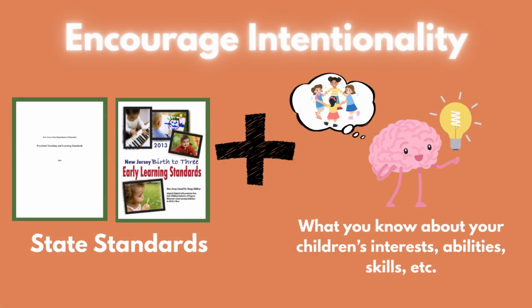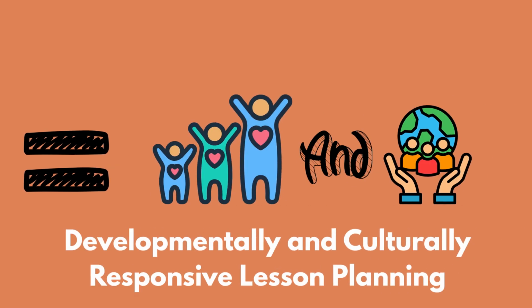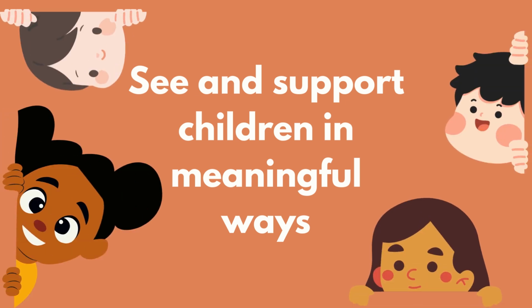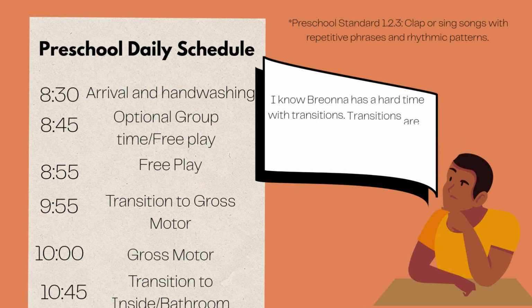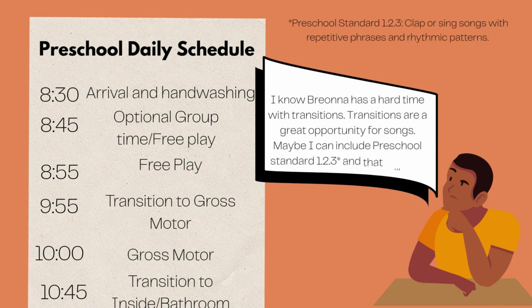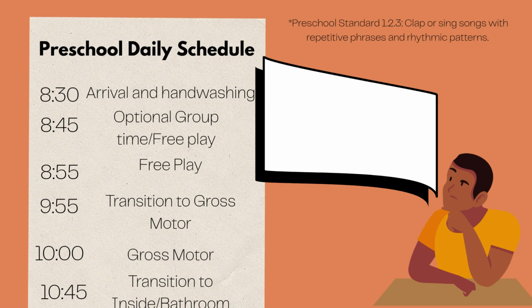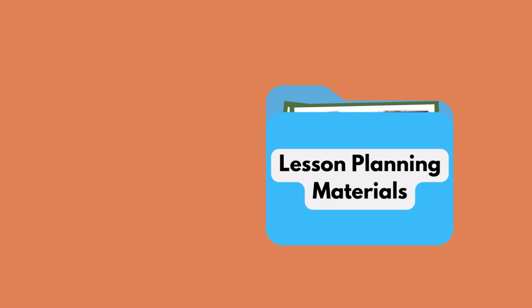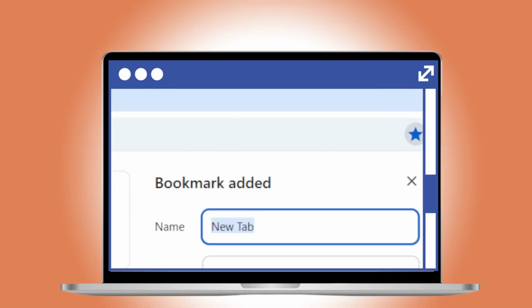This standard reminds us to ensure that opportunities throughout the day are intentionally provided and guided by the New Jersey Birth to 3 and/or the Preschool Teaching and Learning Standards, and to make sure that children are seen and supported in meaningful ways. When lesson planning, take a look at your schedule to consider how the Birth to 3 and Preschool Teaching and Learning Standards can be embedded throughout the day and how you can use what you know about your children to improve your practice. Lastly, encourage teachers to keep a quick reference copy of the standards at their planning table or digitally bookmarked.